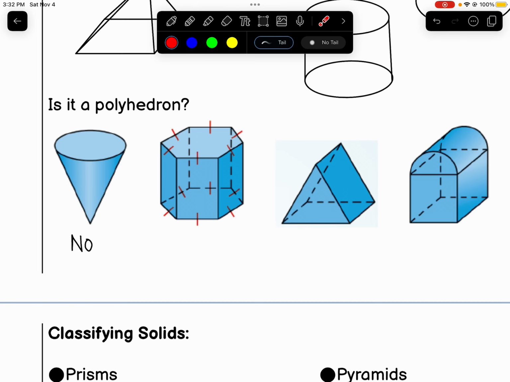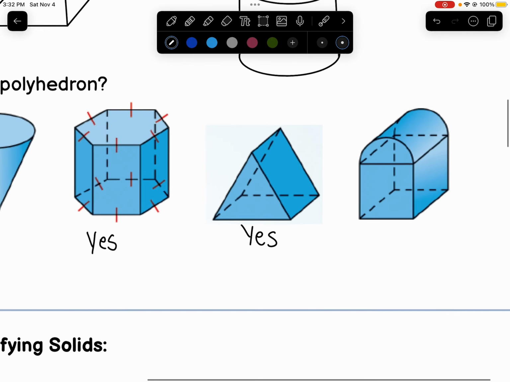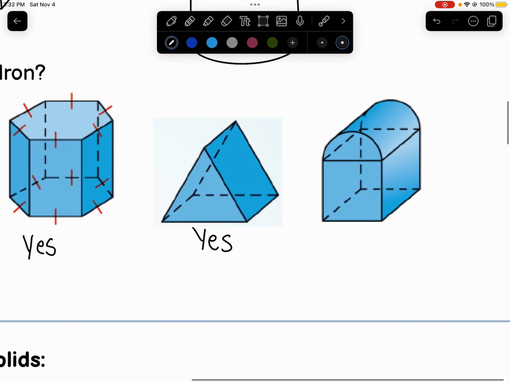It looks like every face is a closed figure with straight sides that do not overlap. So yes, this is a polyhedron. What about this shape? What do you think? Yes, this is a polyhedron. And our last shape is a 3D composite.